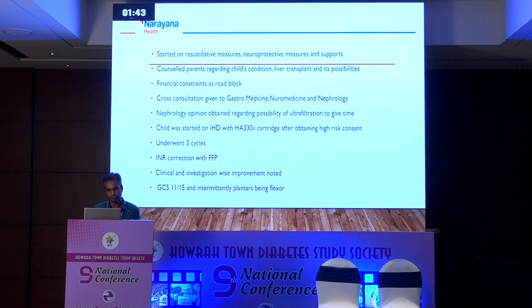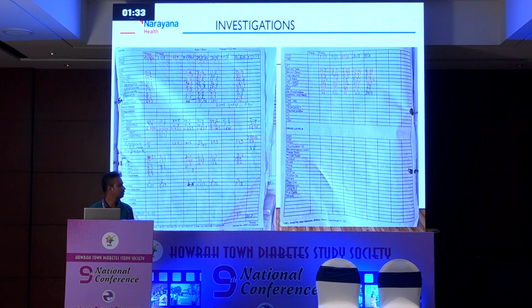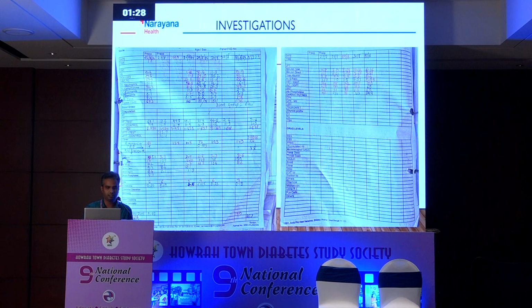There was clinical improvement and biochemical improvement as well. Clinical improvement was in the form of GCS becoming 11/15, and plantars started becoming flexor. This is the serial monitoring of investigations. We could see that there was a downtrend of bilirubin and ammonia.